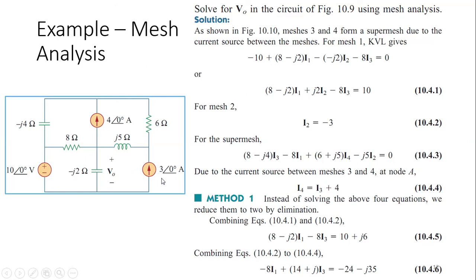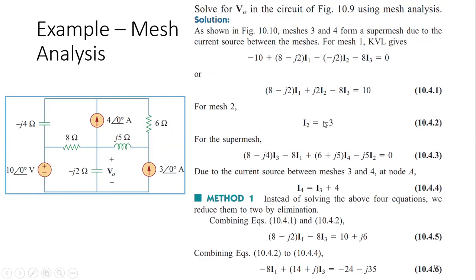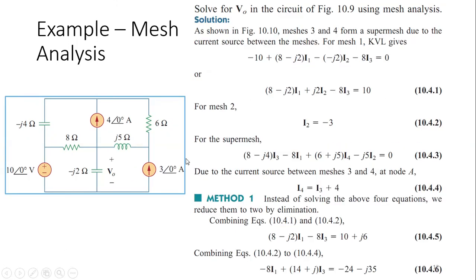For the equation of mesh 2, we can write from here that it involves I2 minus I3, because our I2 direction is like this one and I3 is opposite to that. So we have just written this one like this. And for the super mesh, this is the super mesh, which comprises I3 and I4. We can write the equation like this one: current I3 flowing through here, minus 4j times I3, 6 ohms times I4, 5j times (I4 minus I2), 8 times (I3 minus I1). Rearranging this equation, we can get this equation.